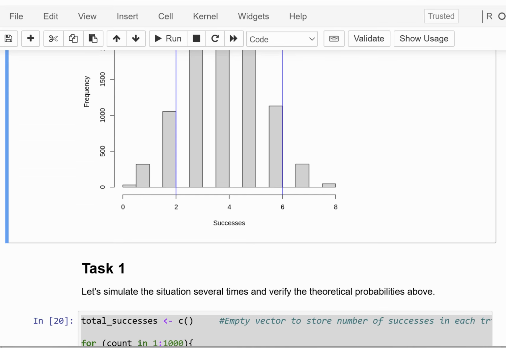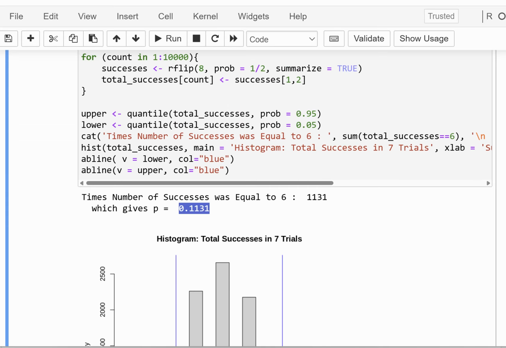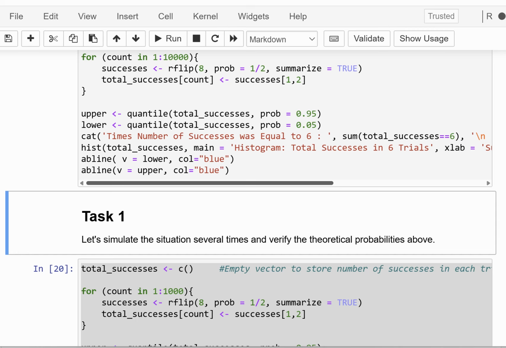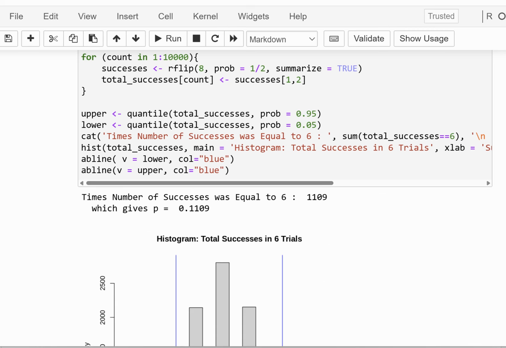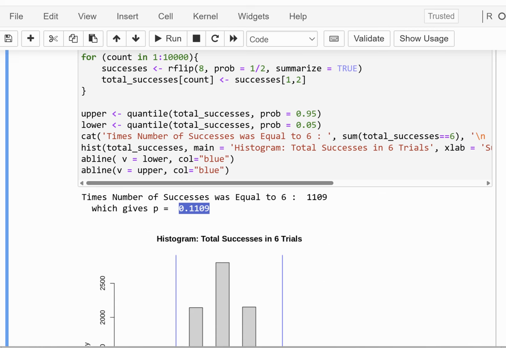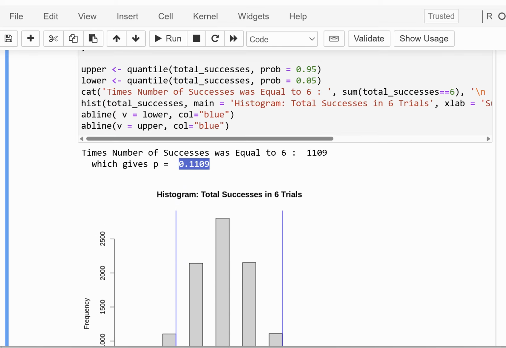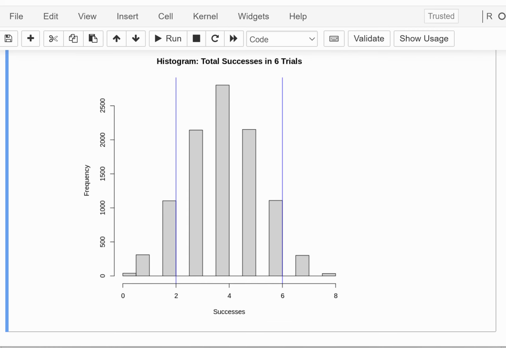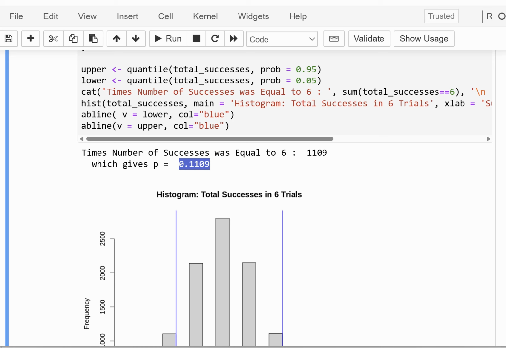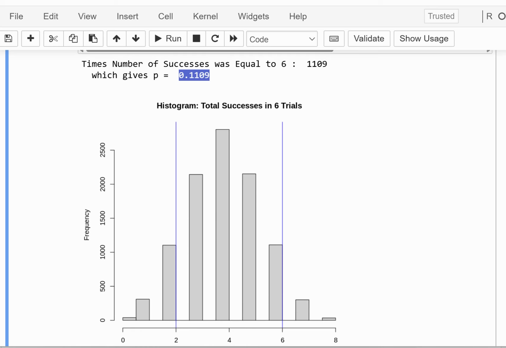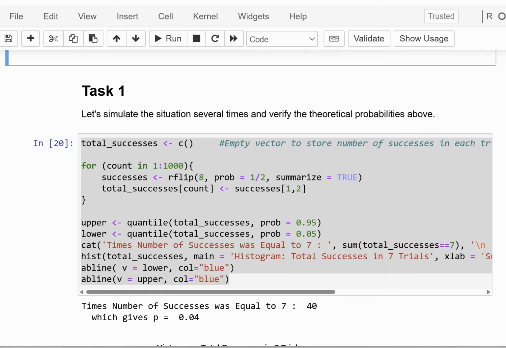Sorry, this is 6, right? So let me run it one more time. It takes a few seconds. And again, 10.9, I believe, was what we're aiming at. We get 11.09, which is very close. Notice that the breaks in the histogram are not really working out that great with this larger number, but you can still see essentially what's happening.